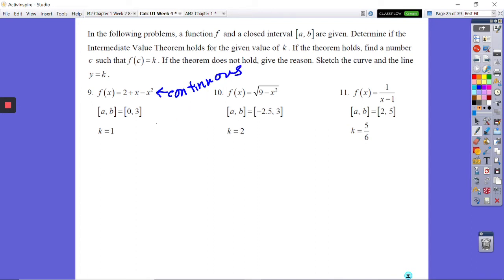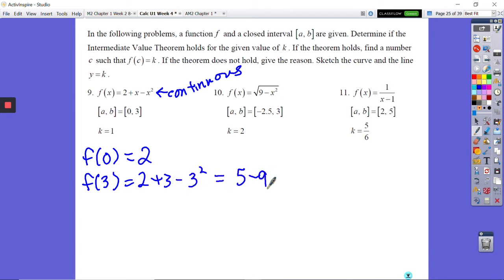Across the entire domain, because it's just a quadratic, all real numbers are its domain. It's no problem, so it is a continuous function. No worries there. We're going to go ahead and find f of 0, which is 2, because 2 plus 0 minus 0. And then f of 3 is going to be 2 plus 3 minus 3 squared, which is 5 minus 9, which is negative 4.